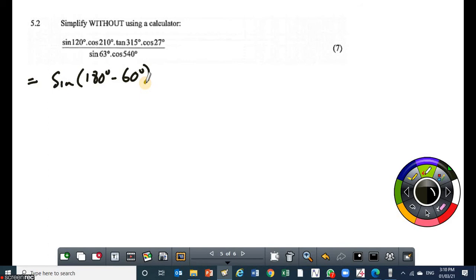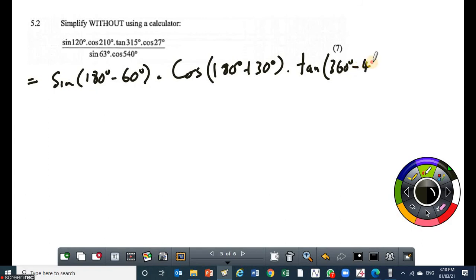60 degrees. I want you to be aware that this table that I'm writing here, I'm doing it for the sake of those who might have challenges to understand the next step after this. There's no mark allocated for this step. Okay? But it's a very important step because it helps you to minimize making what? Unnecessary mistakes. Then cos 210 can be written using 180 and 30 degrees. So that will be cos 180 degrees plus 30 degrees. I'm going to simplify this. Then tan 315 is in the fourth quadrant. So which number can you subtract from 360 to get 315? 45. So that will be tan 360 degrees minus 45 degrees.